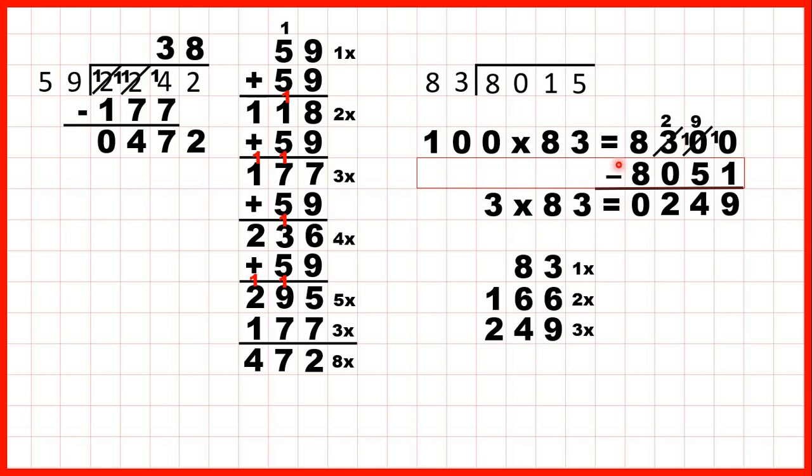That means that our number must be the same as 97 times 83, because if you have 100 times 83 and you subtract 97 times 83, you'll get the answer to 3 times 83. So we don't need to use long division here. We know that our answer must be 97.